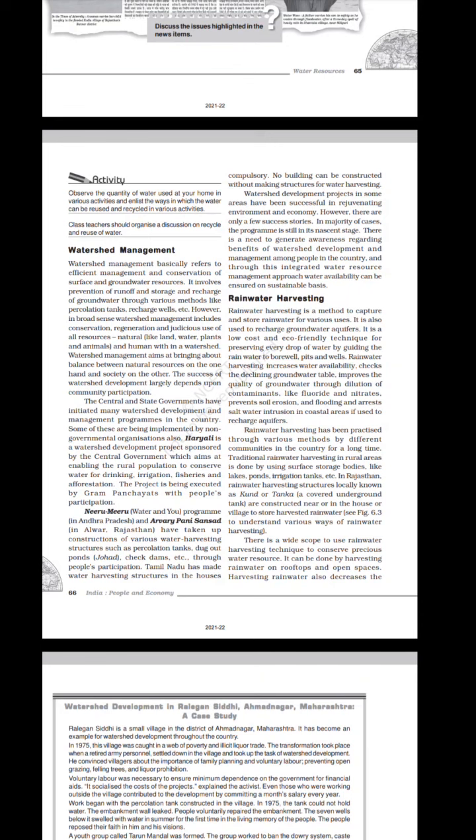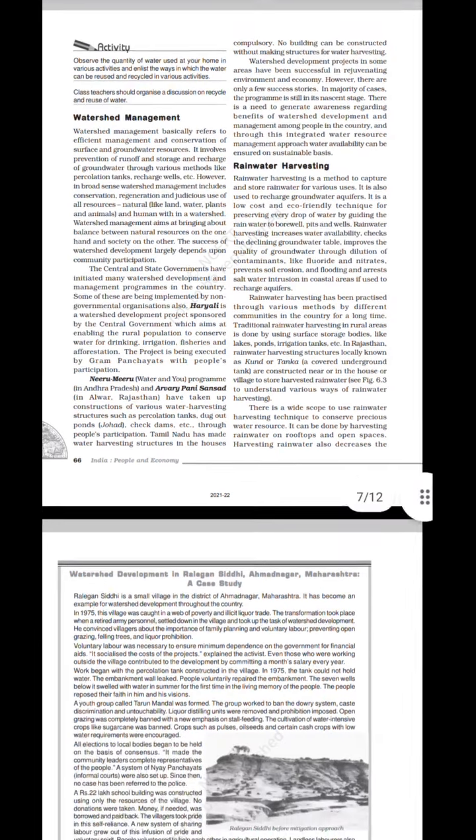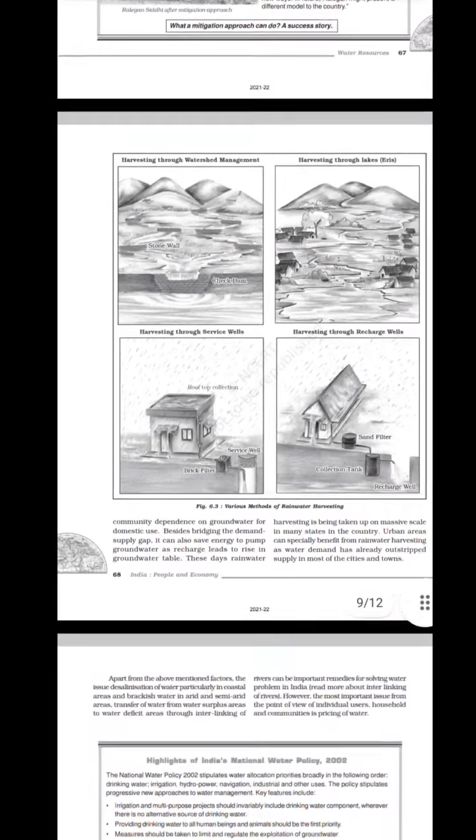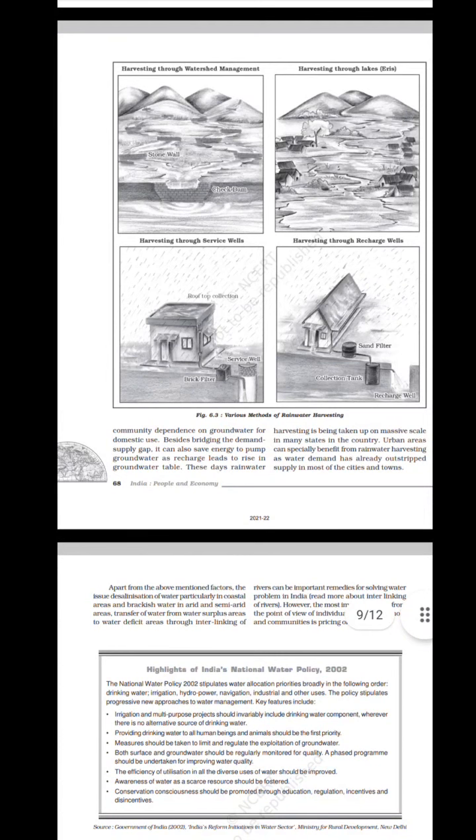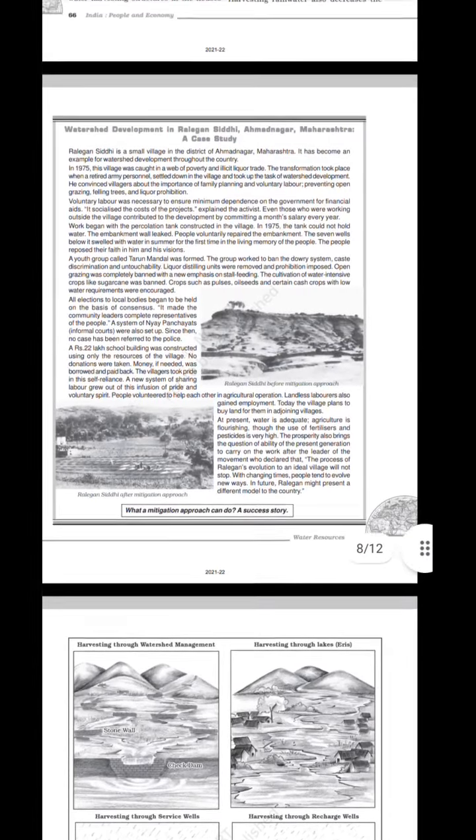See figure 6.3 to understand various ways of rainwater harvesting. There is a wide scope to use rainwater harvesting technique to conserve precious water resources. It can be done by harvesting rainwater on rooftops and open spaces. Harvesting rainwater also decreases the community dependence on groundwater for domestic use.